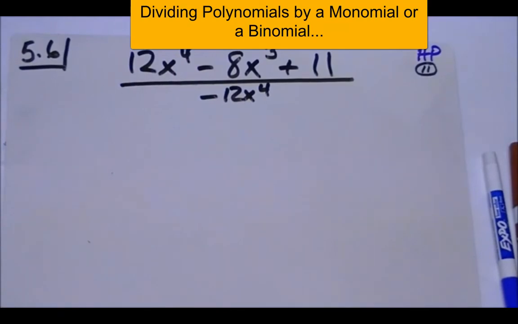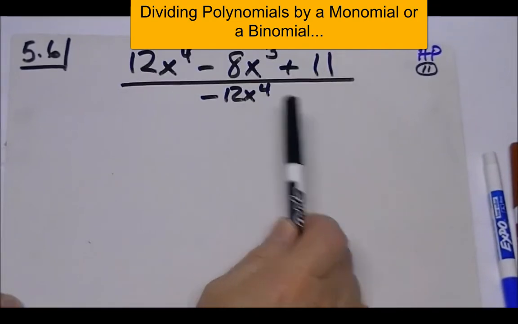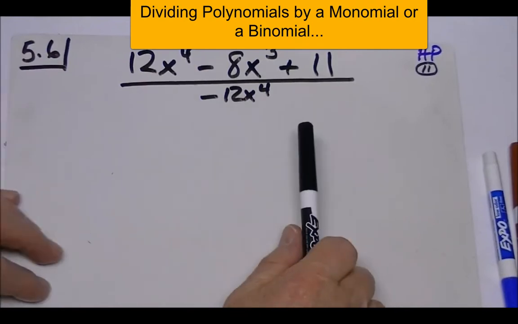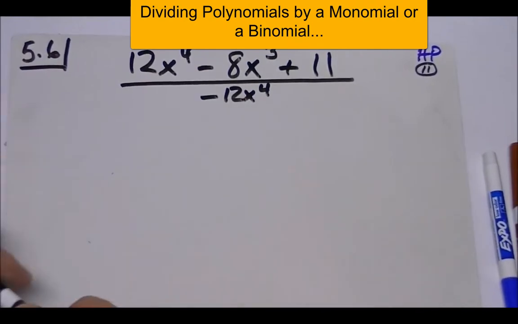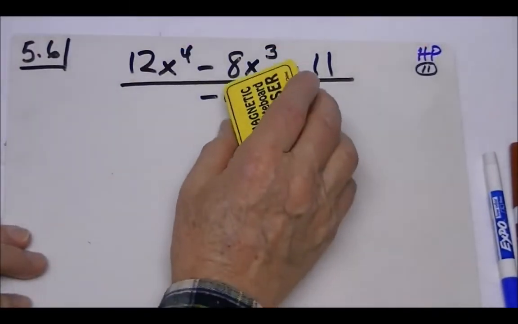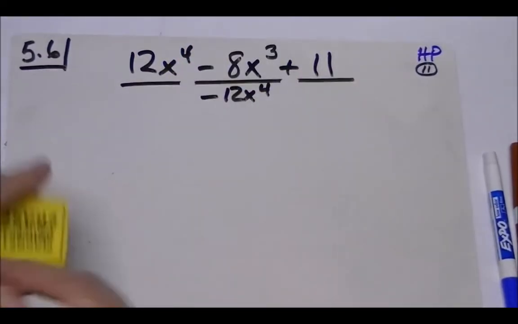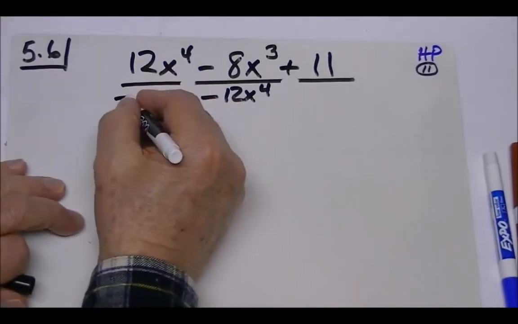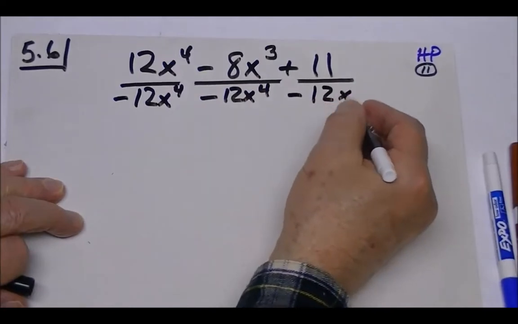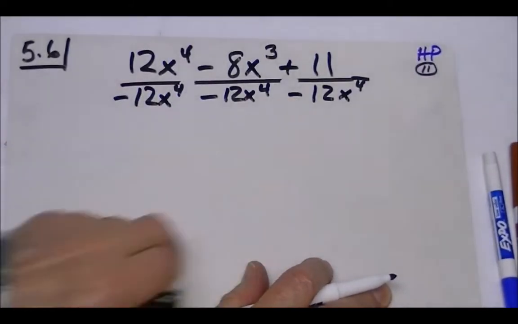What we'll be working on today is dividing a polynomial by a monomial. So this is how you would see it. And you might say, what's the strategy? Well, the strategy is to put your common denominator under each term. So now, in a sense, you have three examples.